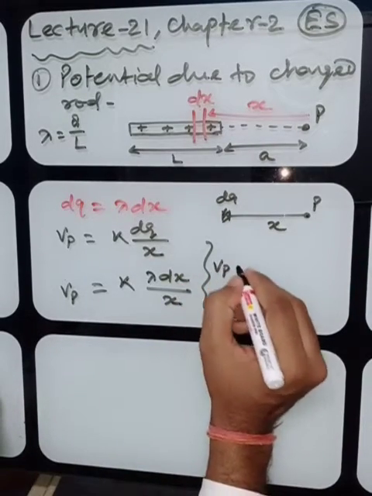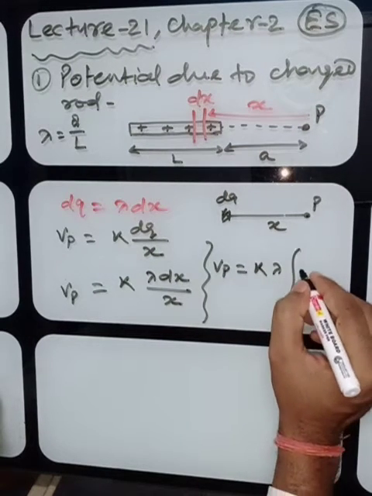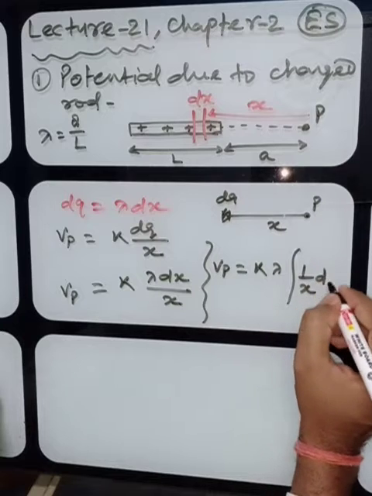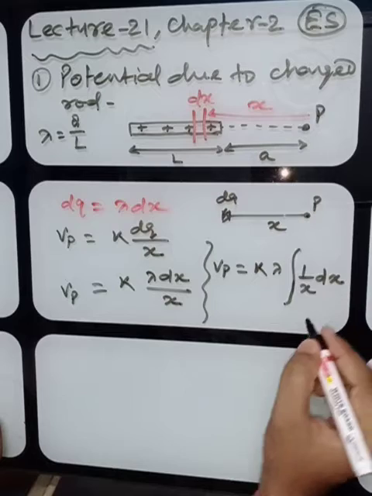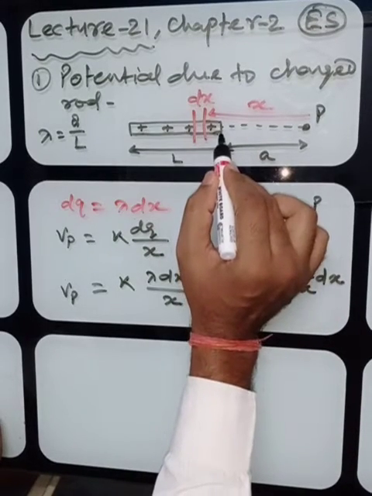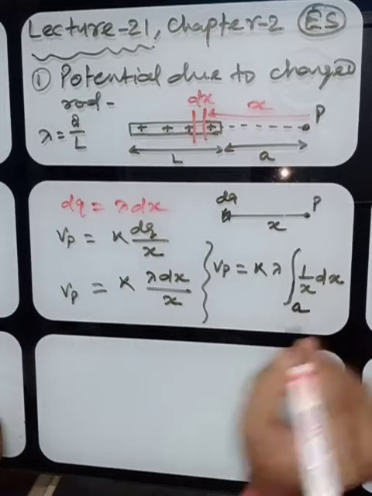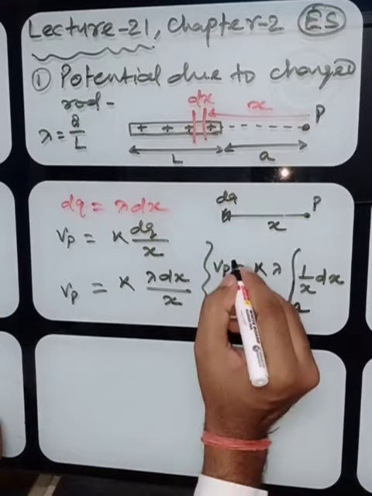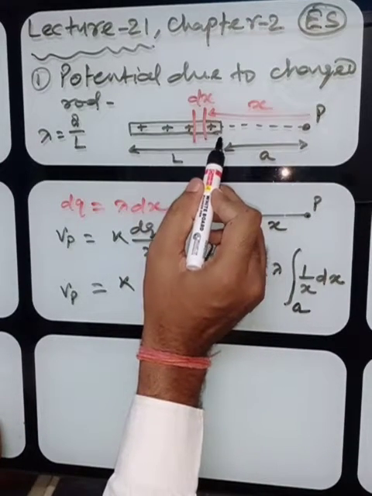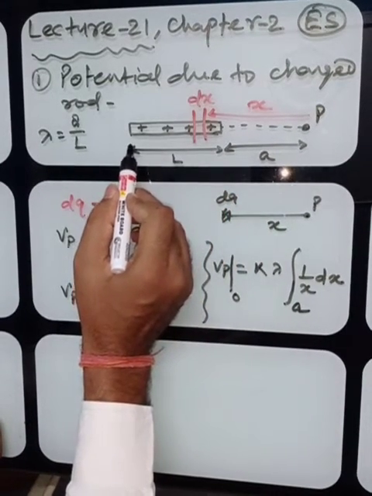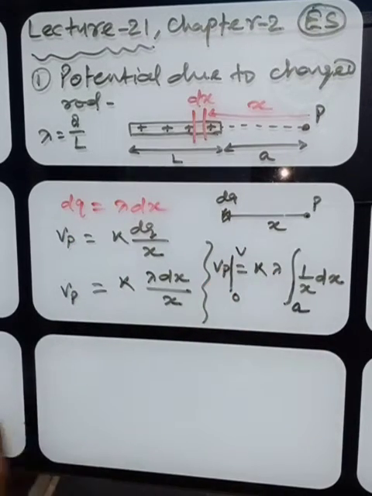So Vp is k lambda, a constant, times the integral of 1 over x. Now you have to put the integration limits. Since the potential starts from this point, that is from A, at A the potential will be 0. But as you move from A to A plus L, you cover the total rod and the potential will be maximum, which you have to find out.